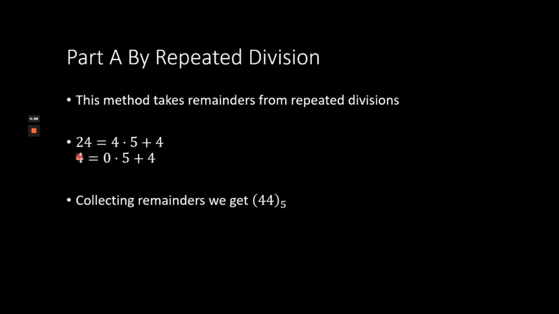Then we have 4, which is our previous quotient, and we know that is equal to 0 times 5 plus 4. And now that our quotient is 0, we're going to take our 2 remainders, and that is going to be our answer for this problem, 44 in base 5. That is going to be the base 5 representation of 24.